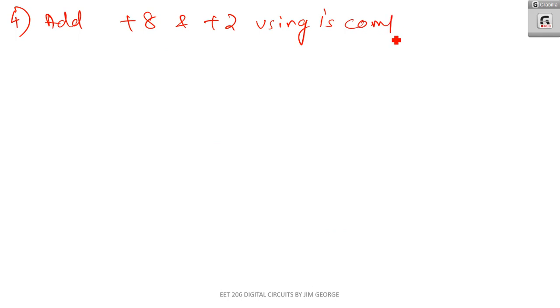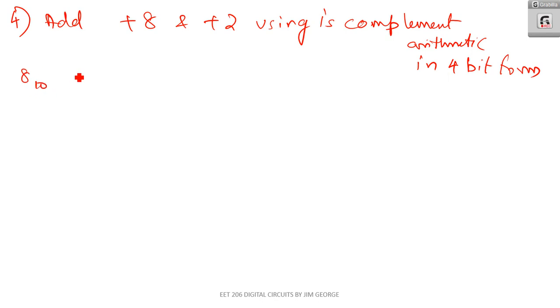And add plus 8 and plus 2 using ones complement arithmetic. So I am giving a very simple example, arithmetic in 4-bit form. Okay. So you can write 8 to the base 10 as 1000 to the base 2, and 2 to the base 10 you can write as 0010 to the base 2.